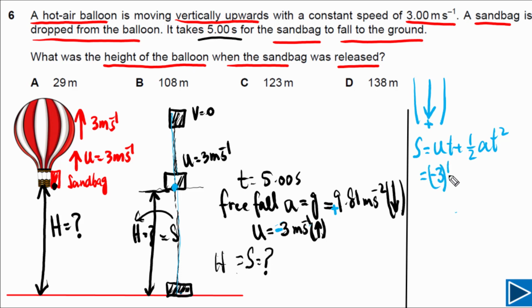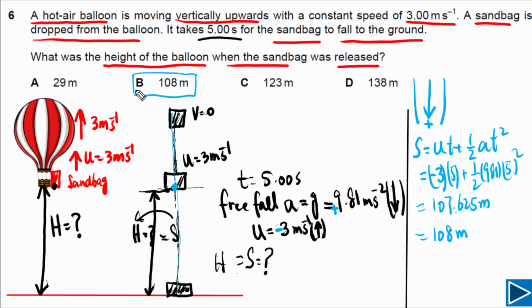u is given, so we can just plug in the value of u, we can plug in the value of a, 9.81, and the time is 5. And our final answer will be 107.625 meters, or we can simply say this is about 108 meters. So our final answer for this question is B.